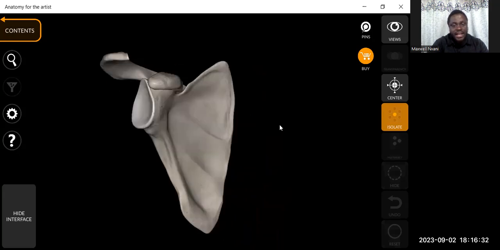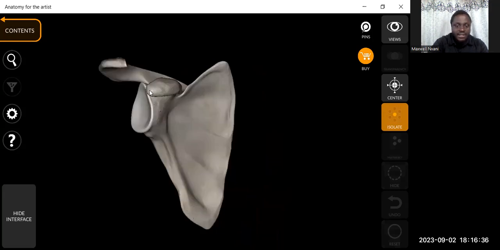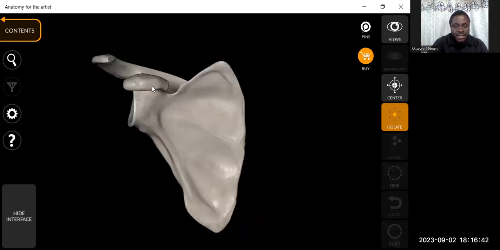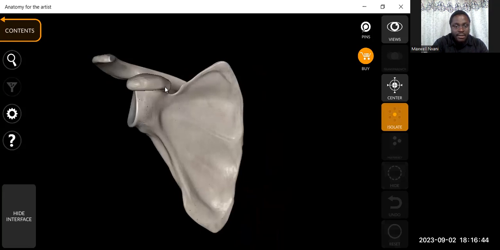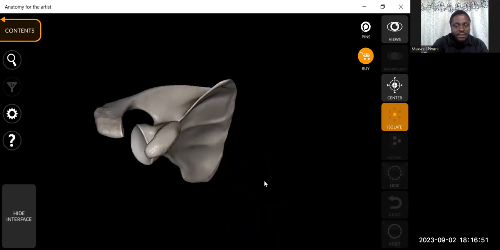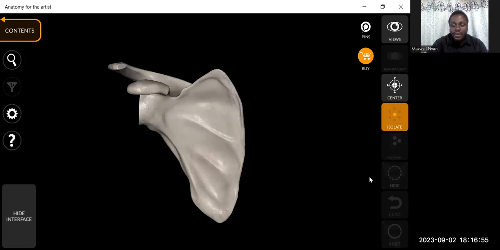You can see the way it's oriented, forwards and laterally. This is the tip of the coracoid process right here, and it has the medial border here and the superior surface here. You can see the superior surface. So this is the gross anatomy of the scapula.